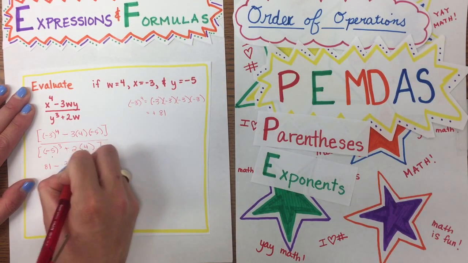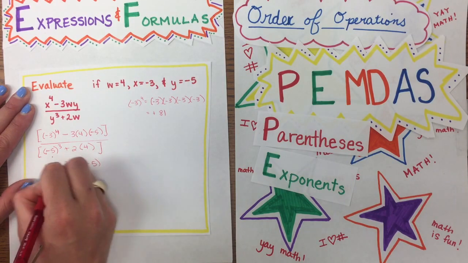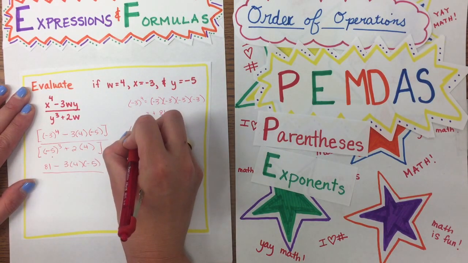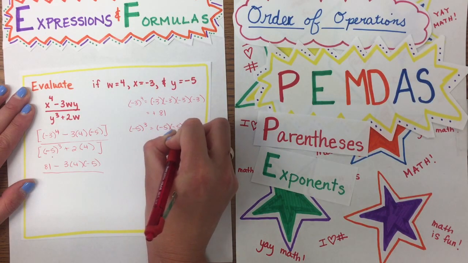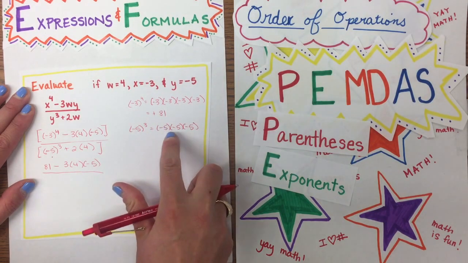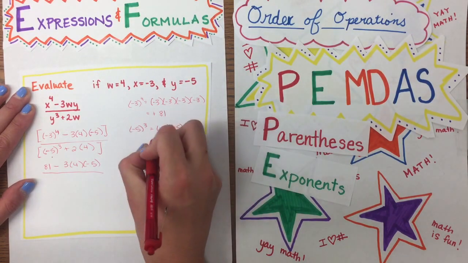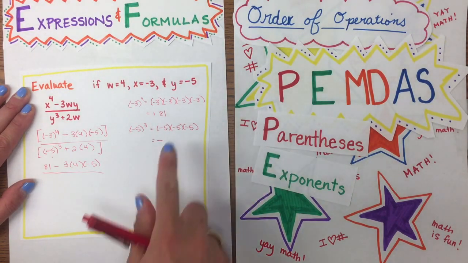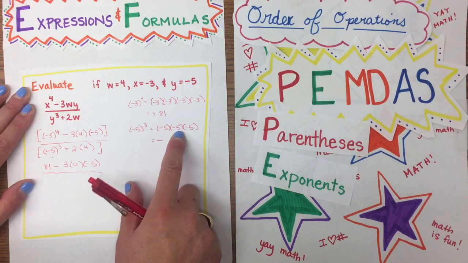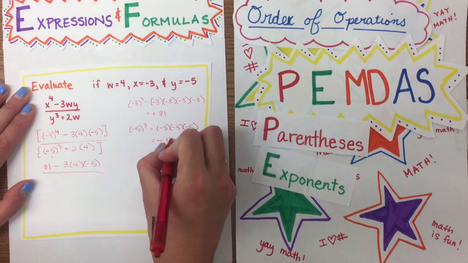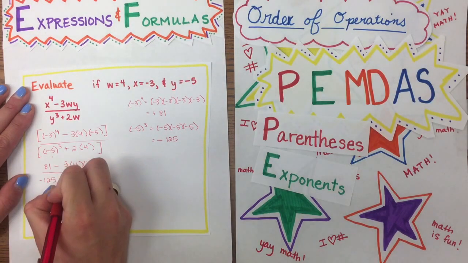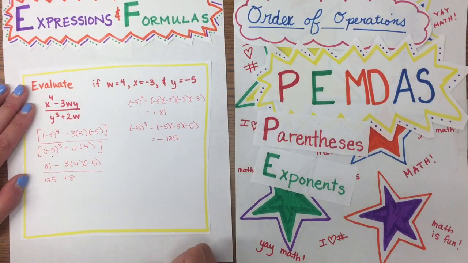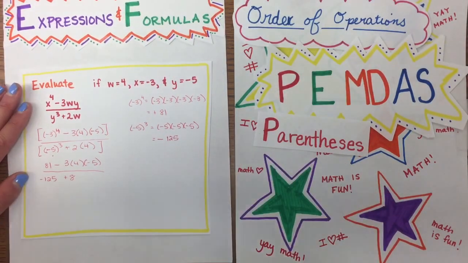Minus 3 times 4 times negative 5. Negative 5 cubed is negative 5 times negative 5 times negative 5. 1, 2, 3 negatives. That's an odd number of negatives, so this will be a negative number. 5 times 5 is 25. Times 5 is 125. So this is negative 125 plus 8. All right, so that's all of my exponents.